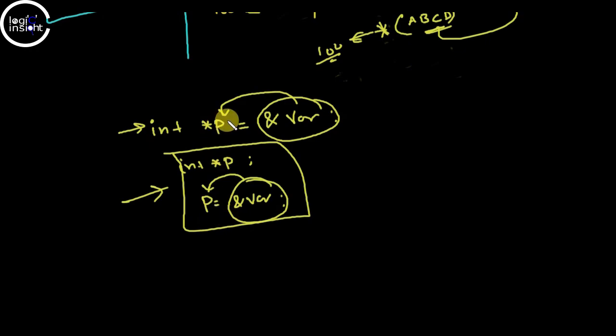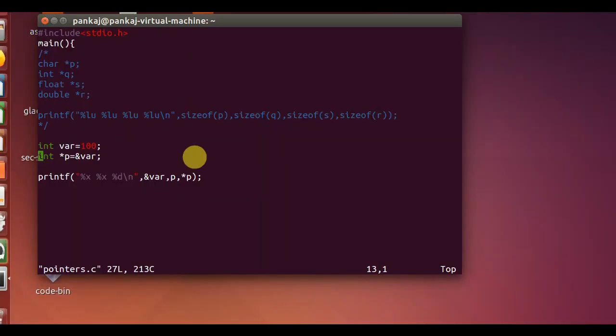But here, while declaring only, we have assigned the address value. Here, after declaring, we have assigned the value. So here we don't need to use the star again. Remember this thing. You can see here I have a variable in which I have stored the value 100. Now here the trickiest part comes.